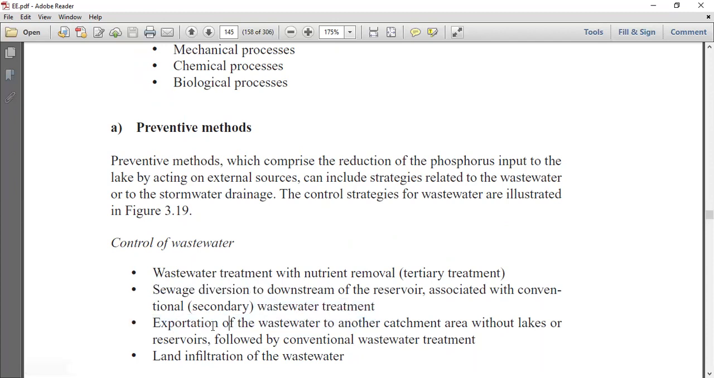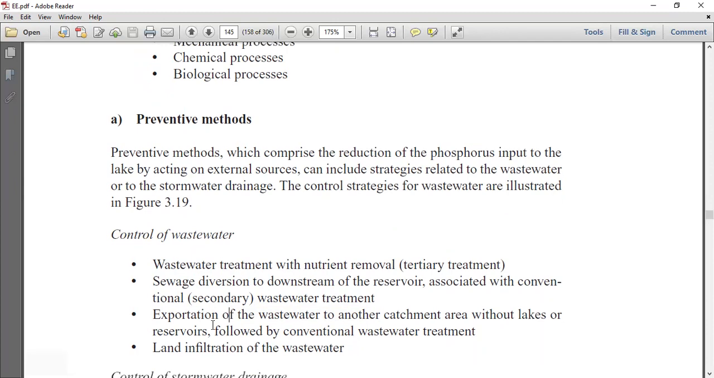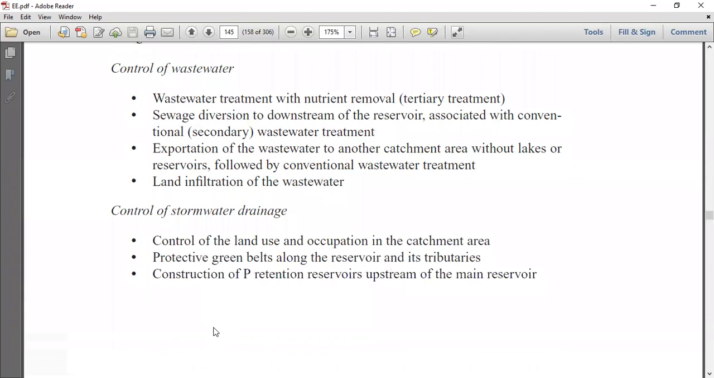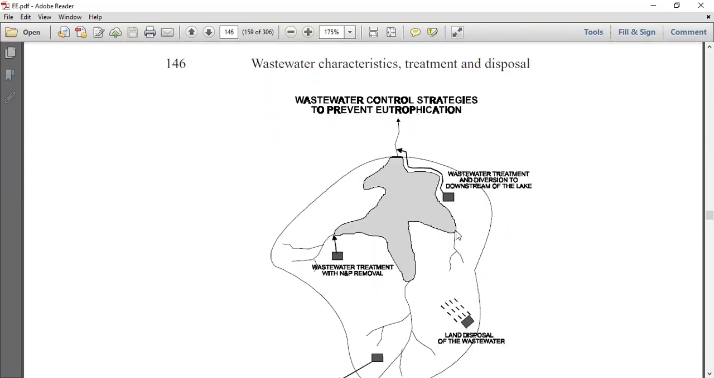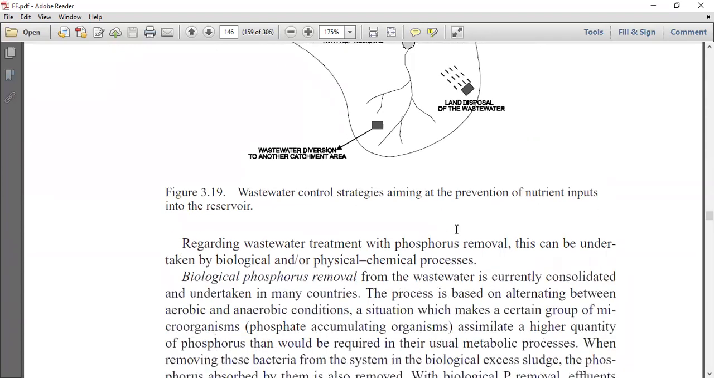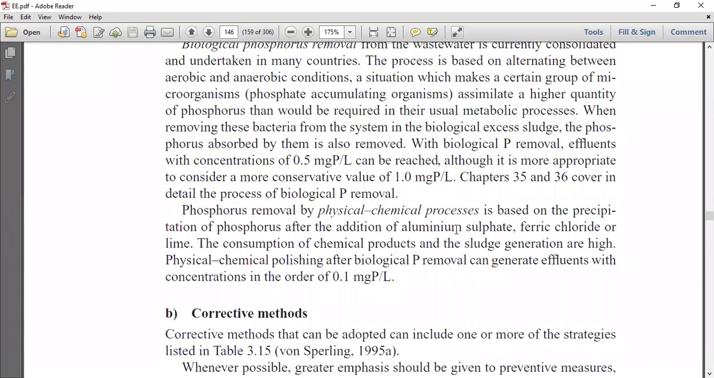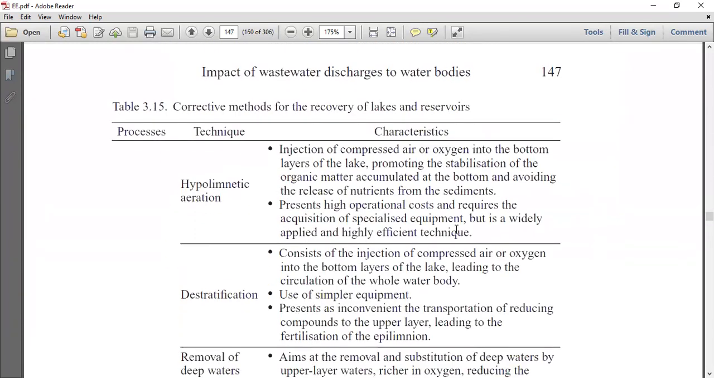Exportation of the wastewater to another catchment area without a lake or reservoir, followed by conventional wastewater treatment and land infiltration of the wastewater. Control of the stormwater drainage, and control of the land use and occupation in the catchment area. So, a protective green belt around the reservoir and services, and construction of a pre-impoundment reservoir upstream of the main reservoir. So this is the kind of method that is called the preventive method.